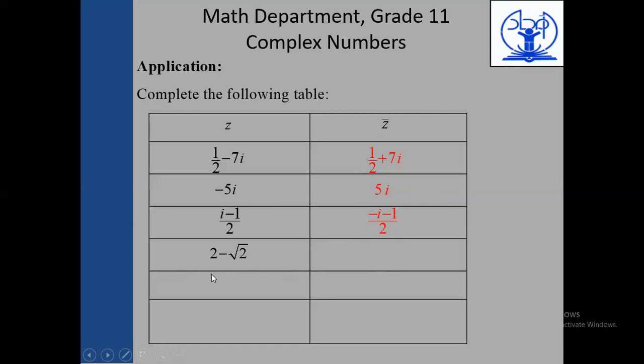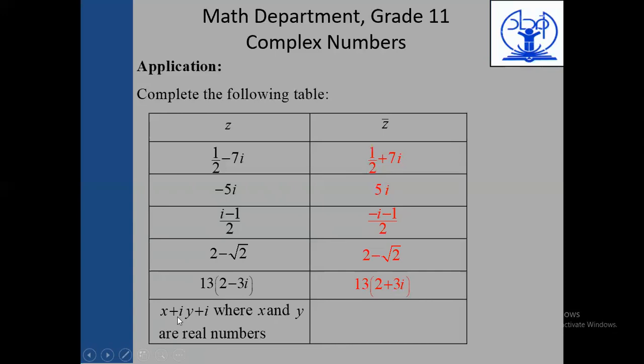Anyway, if you can proceed to this complex number, 2 minus radical 2. Note here that this complex number is a pure real. So the conjugate of this complex number in the complex plane is the same. It's 2 minus radical 2. What about this complex number? You may expand, you may not, but actually you have to multiply the imaginary part by minus, so it will be plus 3i.